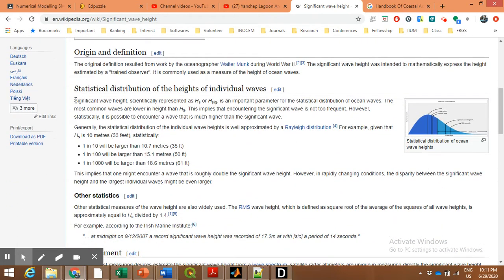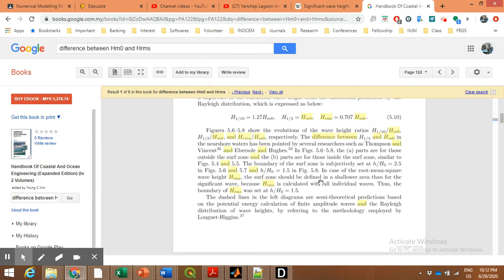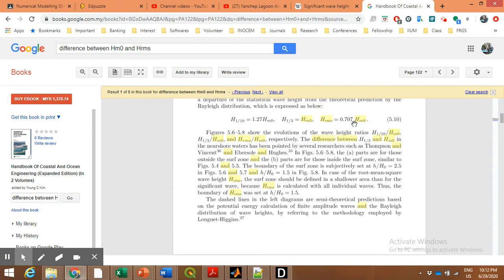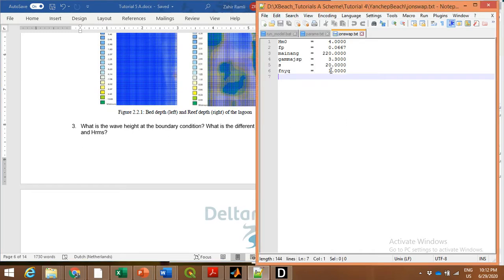But then there's another way. Significant wave height, scientifically represented as Hs, can also be represented by a statistic measure, the RMS wave height, which is the square root of the average of all wave heights squared. It equals Hs divided by 1.4, which means Hrms equals 0.7 Hm0, which is about the same. In case you guys are wondering what's the difference, but for now, that's the difference. You can just Google it. Wave height, you can just take here. Okay.